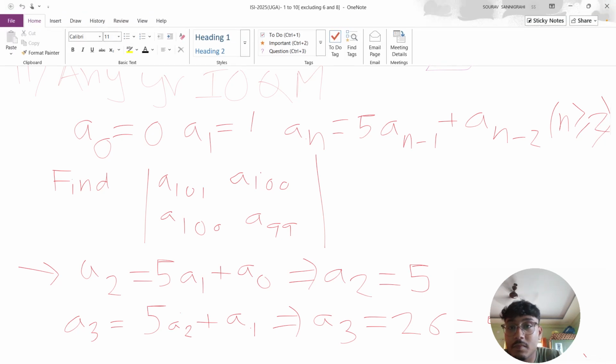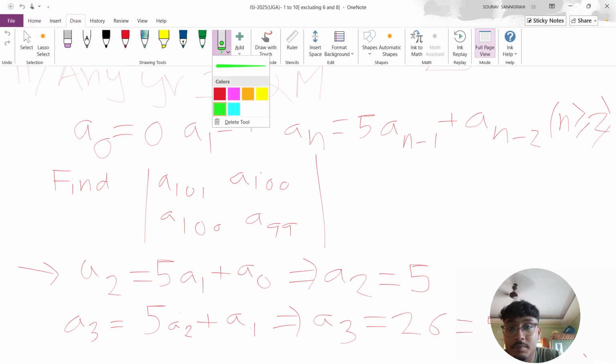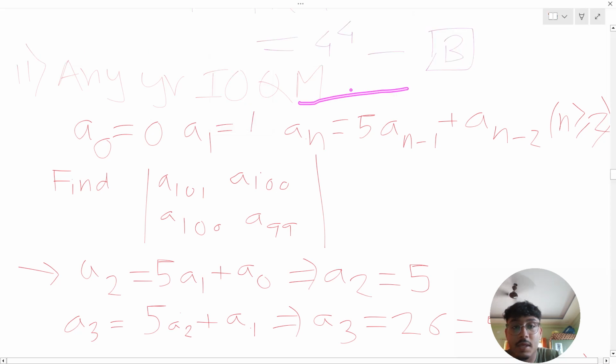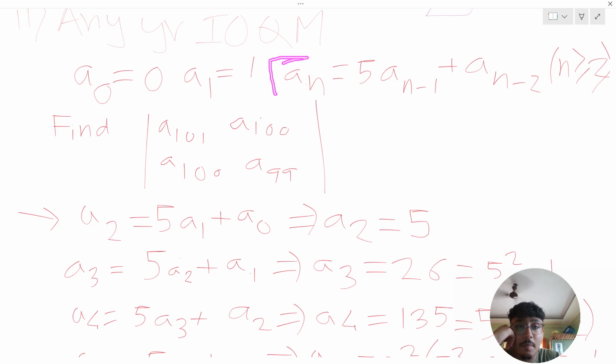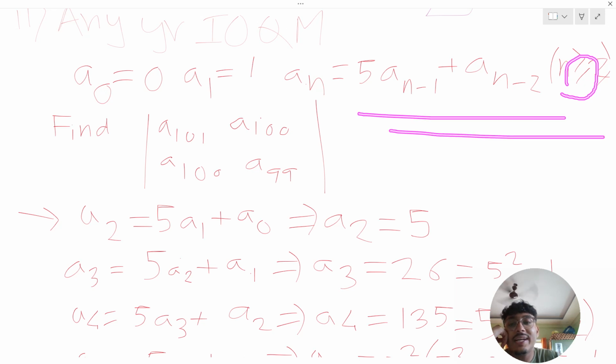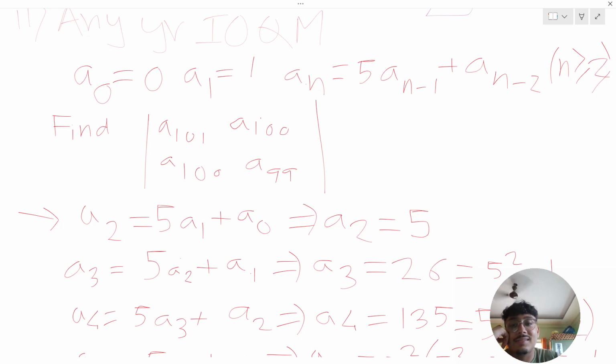Question number 11. In this question we were told A0 is given to be 0, A1 is given to be 1, and An is given by the expression An = 5A(n-1) + A(n-2), where n is greater than or equal to 2. We need to find the determinant of the matrix with entries A101, A100, A100 and A99.